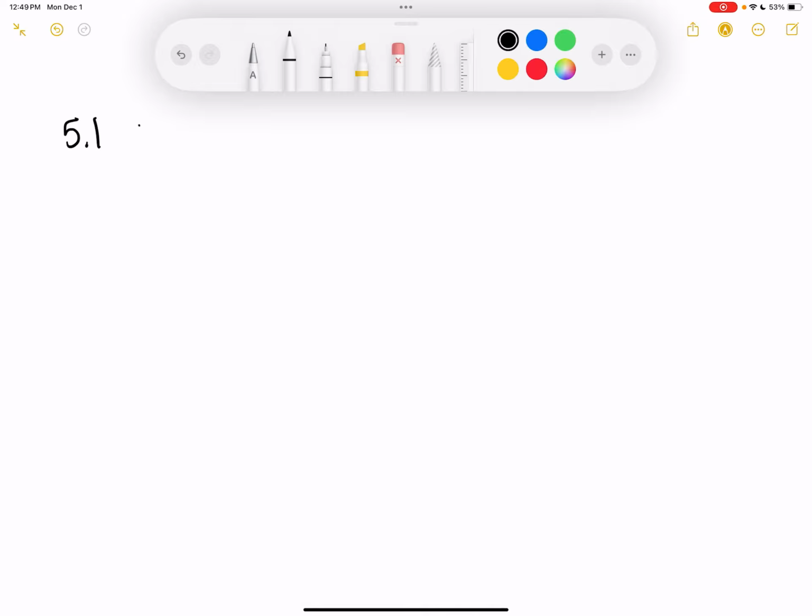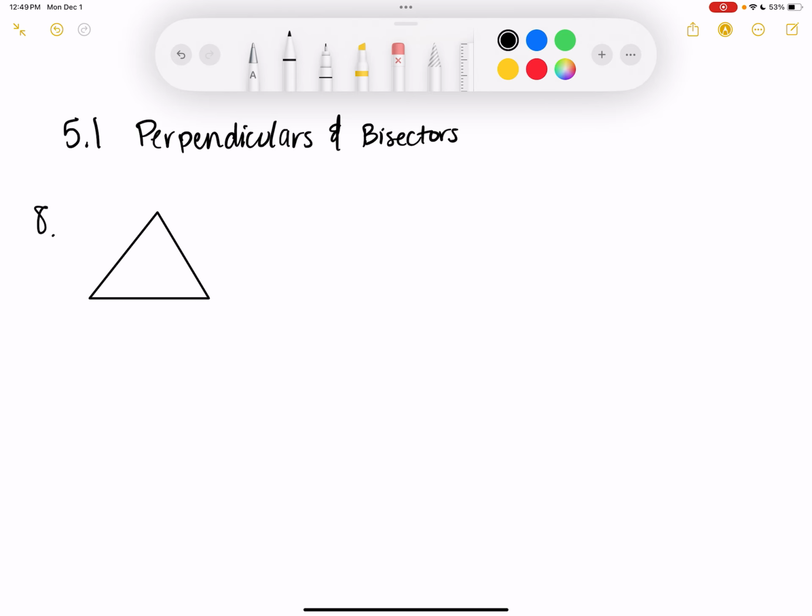All right, 5.1, perpendiculars and bisectors. Tell whether the information in the diagram allows you to conclude that C is on the perpendicular bisector of AB, and then explain why or why not. So number 8, I have a triangle.